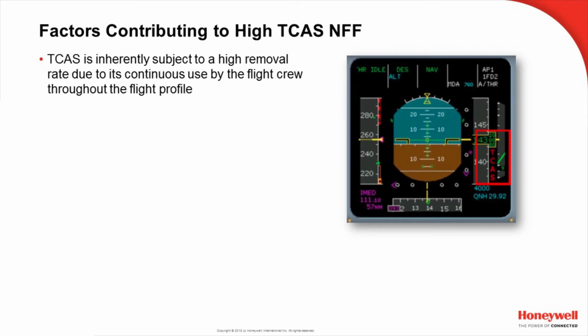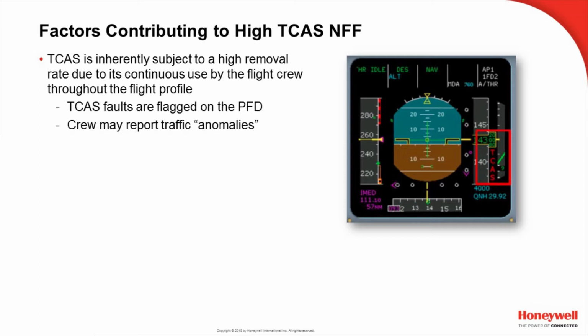Okay, with all the system knowledge covered very quickly, let's talk about some of the factors that are just inherent to TCAS which result in a high no fault found removal. Well, TCAS is inherently subject to a high removal rate because it's continually used by the crew throughout the flight regime. TCAS information is enunciated on the primary flight display. Traffic information is continually shown on the navigation display. So any dropout, even momentarily, will be noticed by the crew and written up.